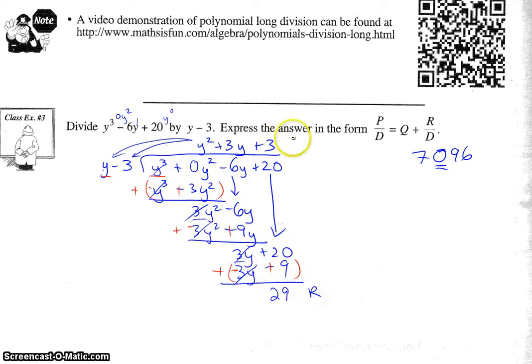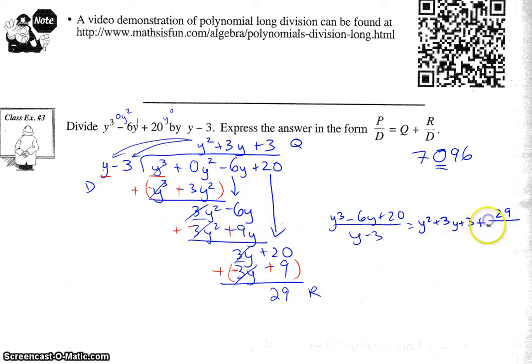That's our remainder. Here's our quotient, and this is our divisor. So we would write in this form polynomial, so y cubed minus 6y plus 20 divided by our divisor, y minus 3, would equal our quotient, y squared plus 3y plus 3, plus our remainder over our divisor. And there we go. That would be our answer. Okay, let's see what's on the next page.